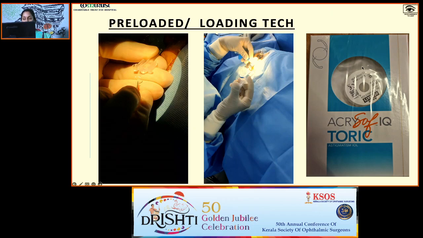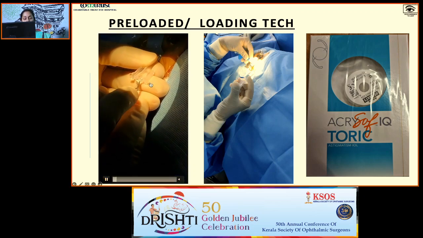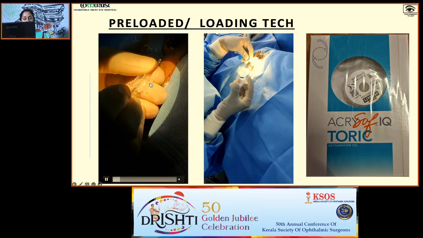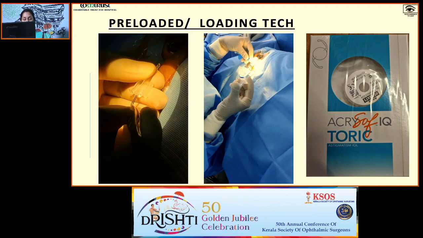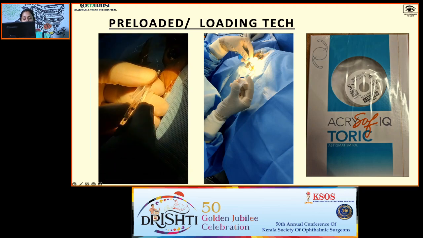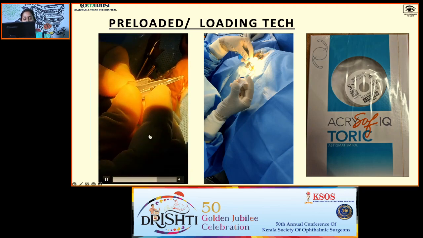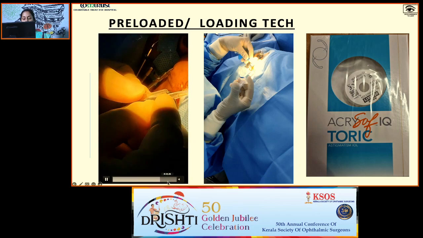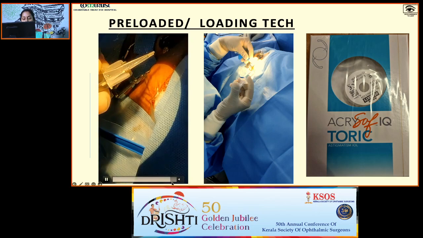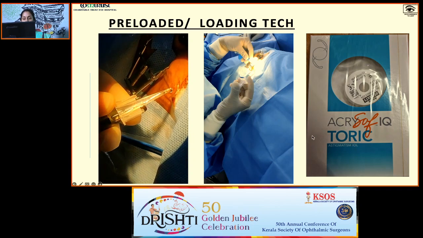Non-preloaded ones are also available. They are to be loaded as per the instruction provided by the manufacturer. It can be loaded just like any other monofocal IOL of the same manufacturer. It should be placed inside the cartridge as per the instruction, and the cartridge has to be fitted into the injector system, and you can check the movement of the lens by pushing the plunger. If it is moving properly, then it is ready for injection.